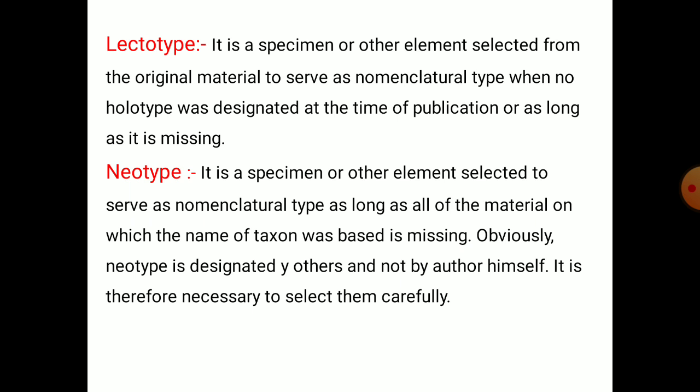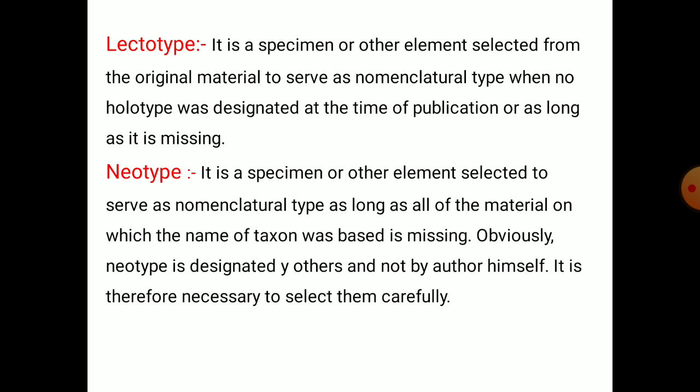Next, that is the lectotype. It is the specimen or other element selected from the original material. Original material means whatever collection he has collected, the original specimens. It is selected from the original material to serve as the nomenclatural type when no holotype was designated at the time of publication, or as long as it is missing. If the holotype is missing, or if it was not designated at the time of publication, the remaining ones are the lectotype.